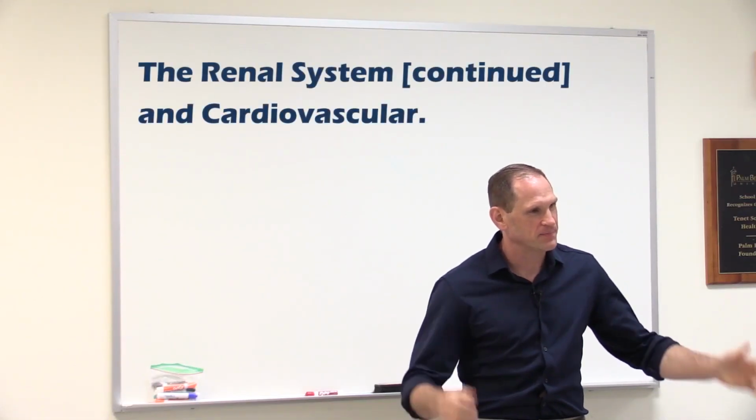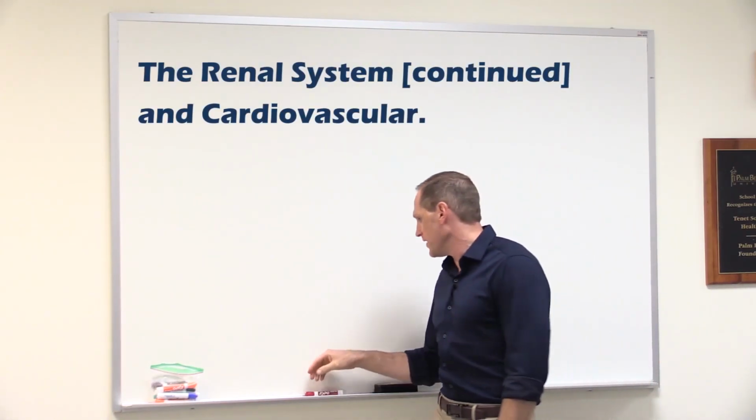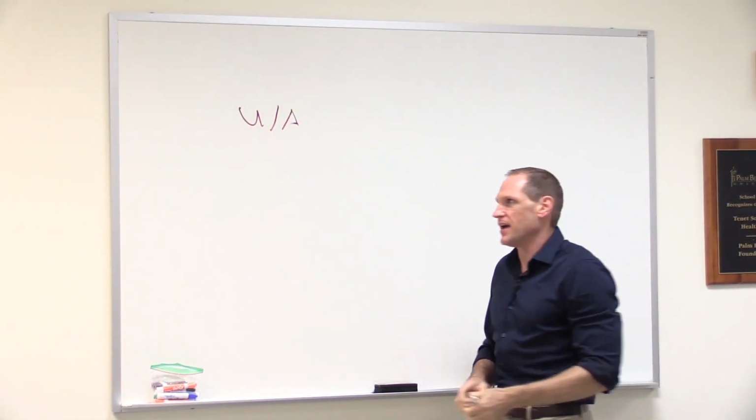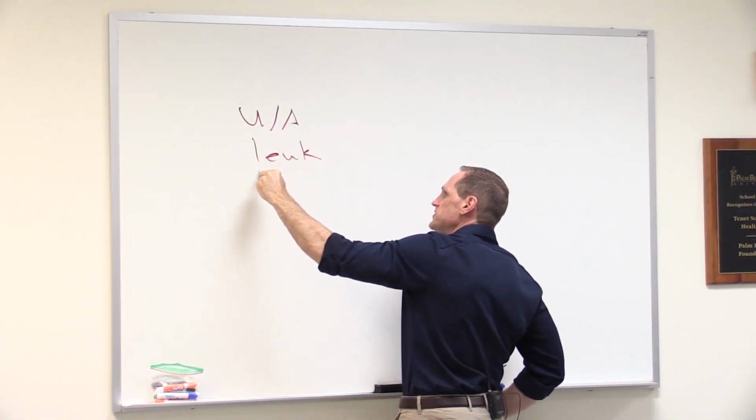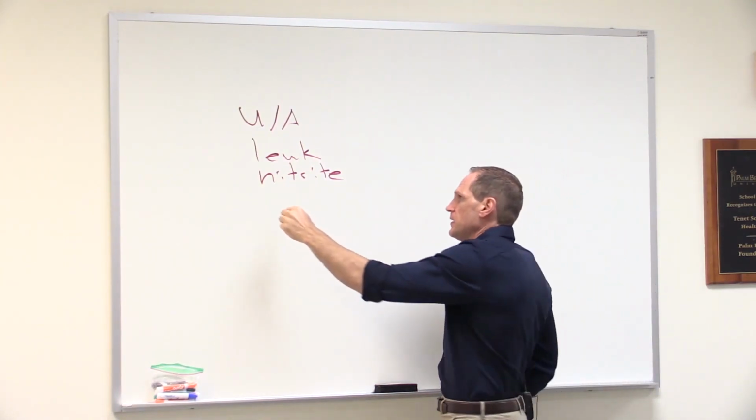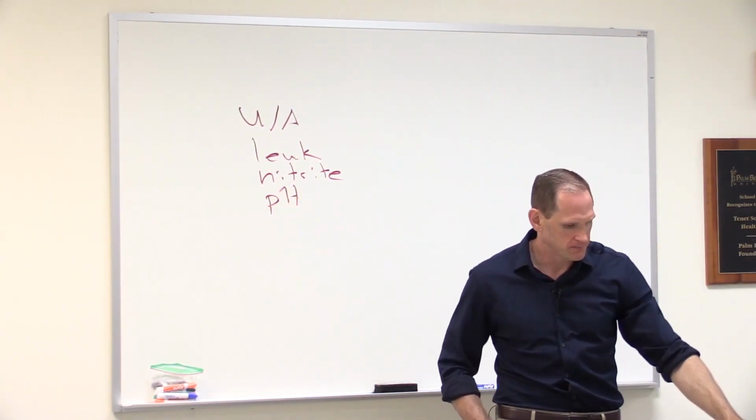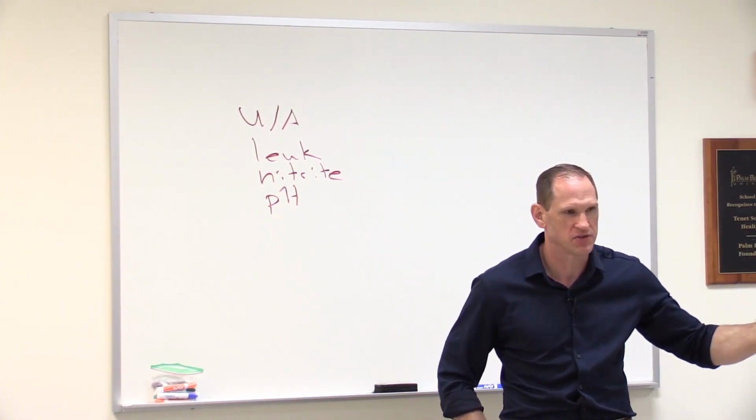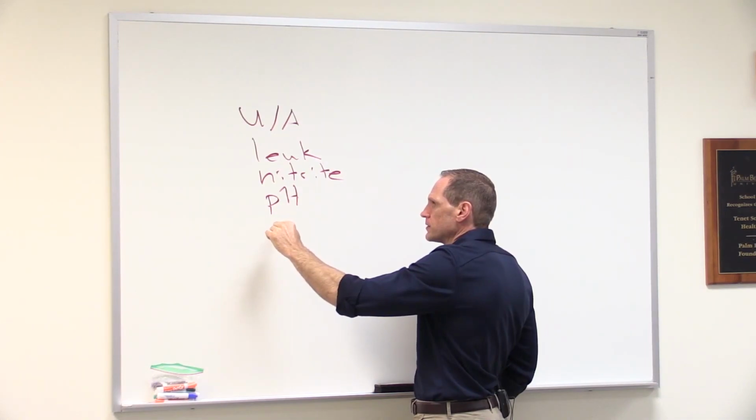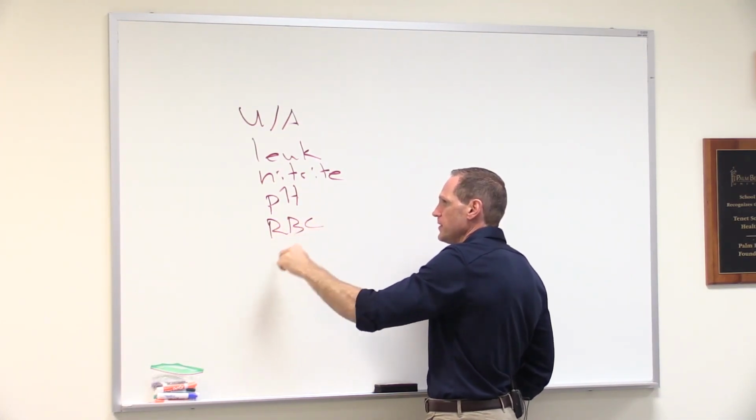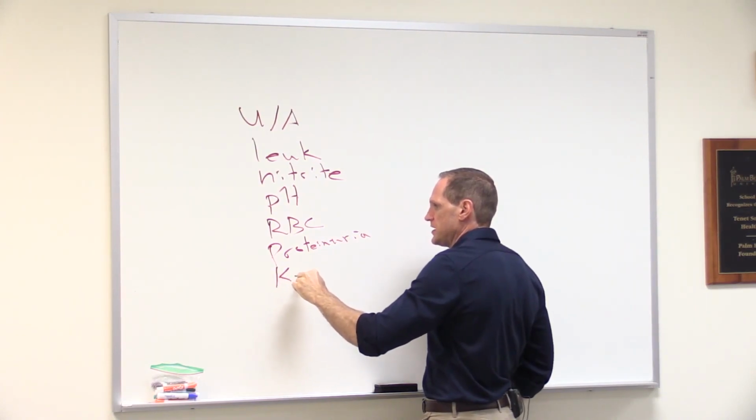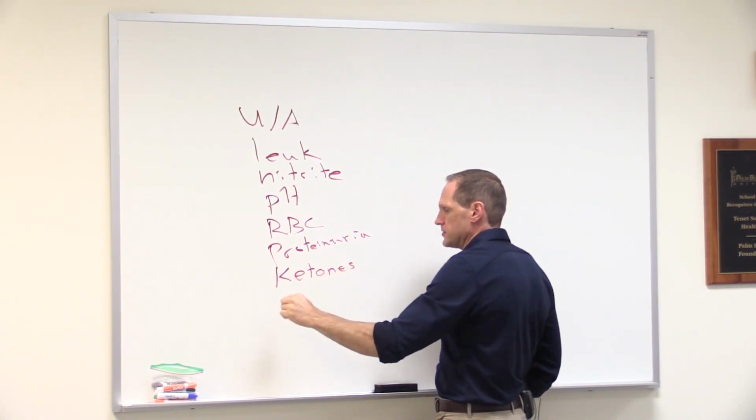All right. The last time we stopped, we were mid-urinalysis, so let's go back over that quickly. U/A, urinalysis. The first thing was leukocytes or white blood cells, and then nitrites. When both are present, that's a pretty good indicator of a urinary tract infection. pH will also be modified during urinary tract infection, and it can also be changed with alkalosis or acidosis and other disease processes, so it's not the only thing. Then we had red blood cells and hematuria, then proteinuria, and then the next ones are ketones, ketouria, and glucose.